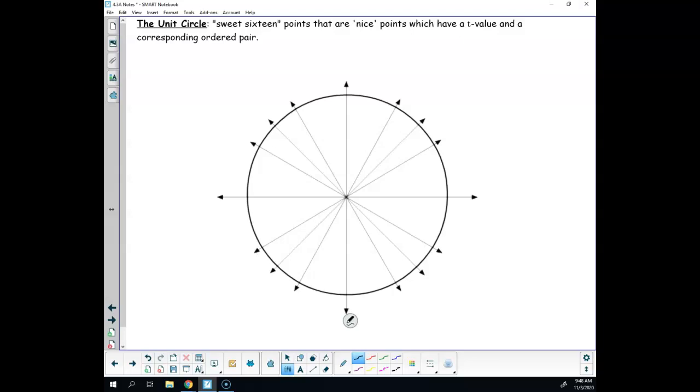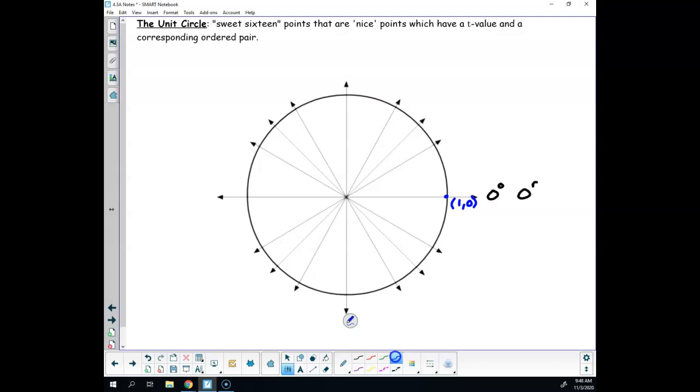So we'll start with the easy ones. Okay? So the easy ones is out here. This is 0 degrees. This is also 0 radians. Okay? So that's 0 degrees, 0 radians. The unit circle has a radius of 1. So this is at our point 1, 0.